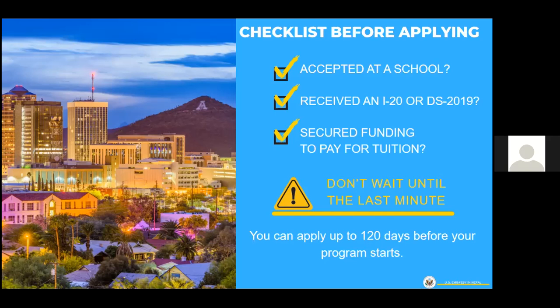Secondly, have you received an I-20 or DS-2019? This is really important for your funding. And third, of course, have you secured funding to pay for your tuition? As an international student, you're also entitled to scholarships to colleges and universities in the United States. So please inquire from your university or college of choice what funding is available for you.